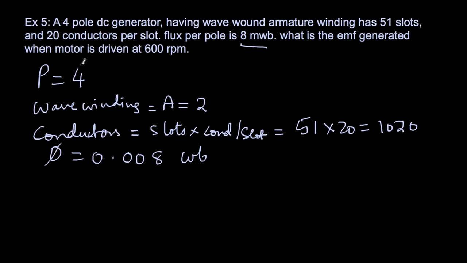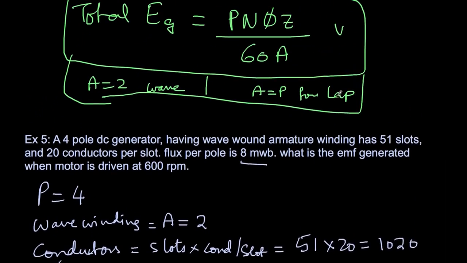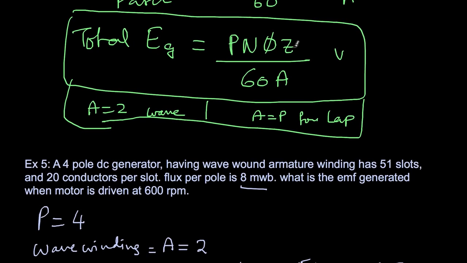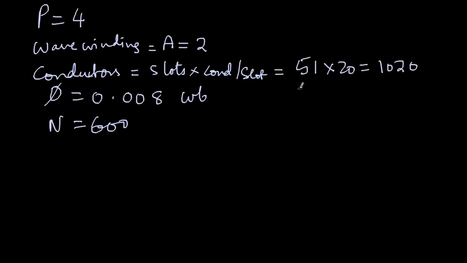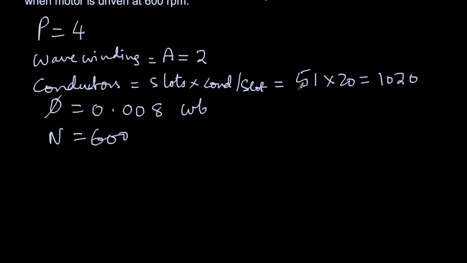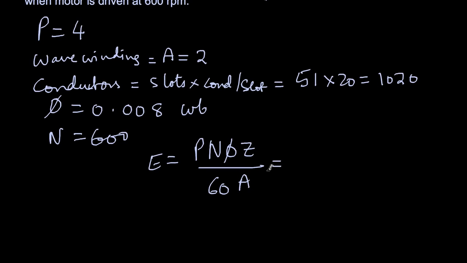What is the EMF generated when the machine is driven at 600 RPM? So N is 600. Now everything is there. If I refer to the EMF equation, EMF is nothing but P N phi Z divided by 60 A. Now, how do you remember this equation? It is actually quite straightforward.